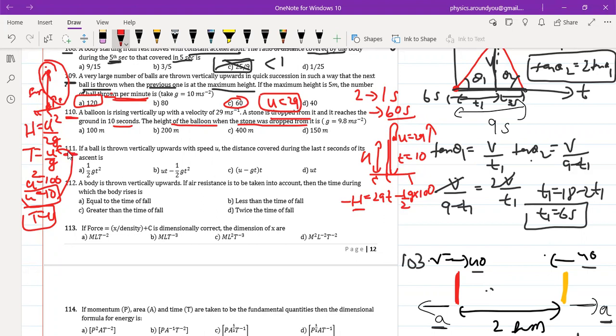111. If a ball is thrown vertically up with speed u, the distance covered during the last t seconds of its ascent is.